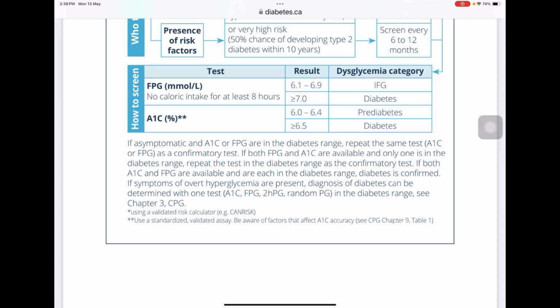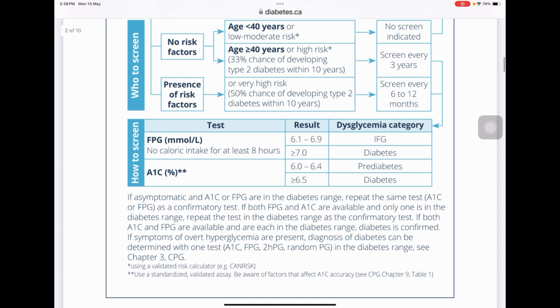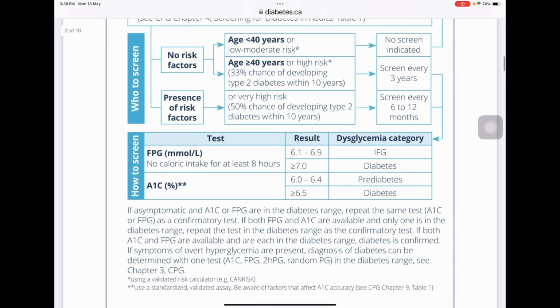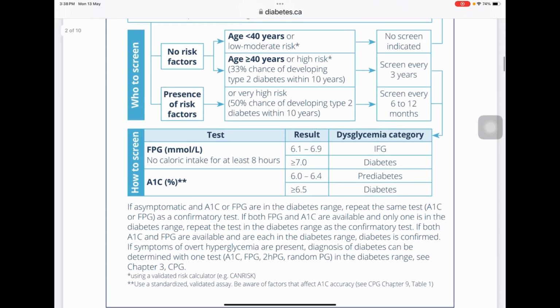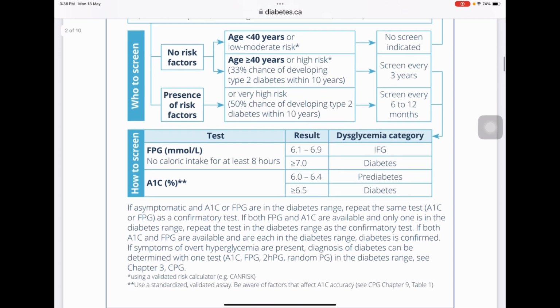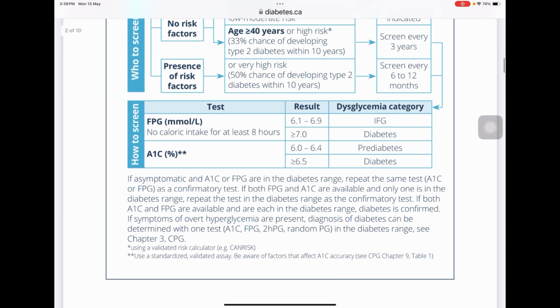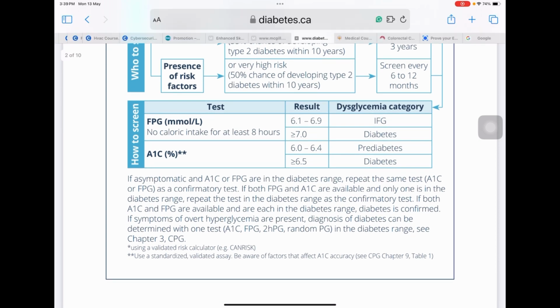Okay, all right. And also there is a risk calculator to assess the risk of the patient. So how would you see the risk? Like the one that we mentioned in the screening, whether the patient is high risk, low risk, or moderate risk. So they're saying use a validated risk calculator, that is CanRisk. There's a calculator, CanRisk. Let's just have a look at that one as well.